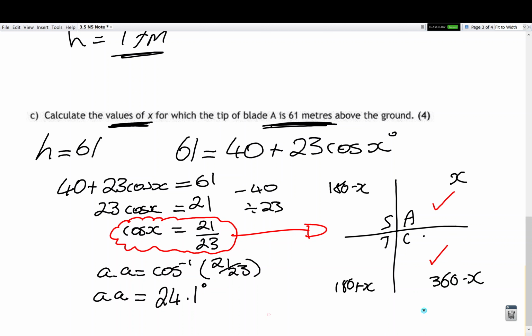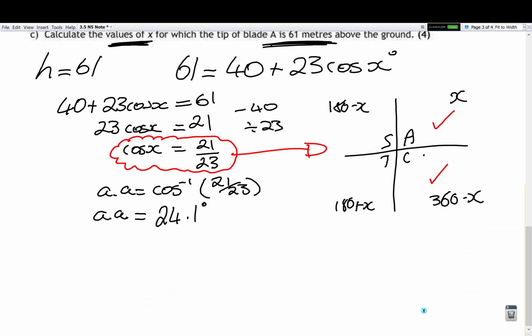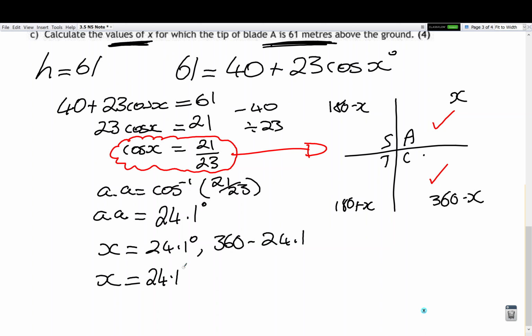So my two solutions: the first solution is actually just going to be the acute angle, so x is going to equal 24.1 degrees, and the second is going to be 360 minus 24.1. So what are the angles that it turns that have a height of 61? Well, those angles are after 24.1 degrees of a turn, and then after 335.9 degrees of a turn.